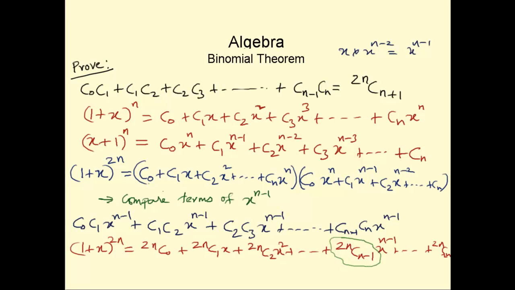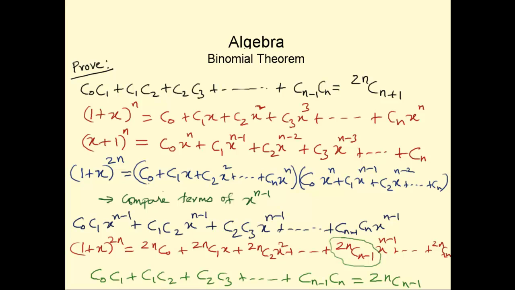And here if you take x to the n minus 1 as common, you get C0 C1 plus C1 C2 plus C2 C3. So let's write it down. So you get C0 C1 on the left hand side plus C1 C2 plus C2 C3 plus so on plus C(n minus 1) times Cn is equal to, and the coefficient of x to the n minus 1 here is 2nC(n minus 1). But then we need to prove 2nC(n plus 1).